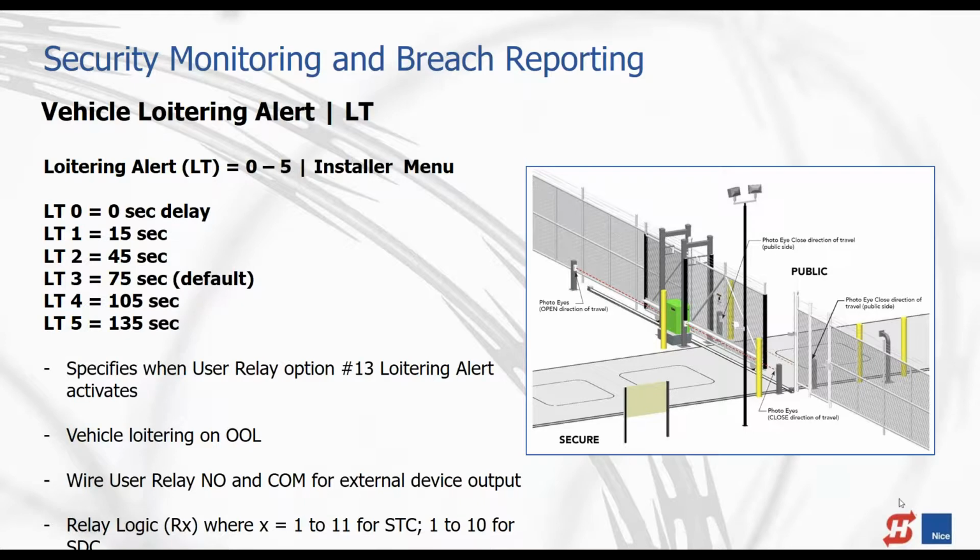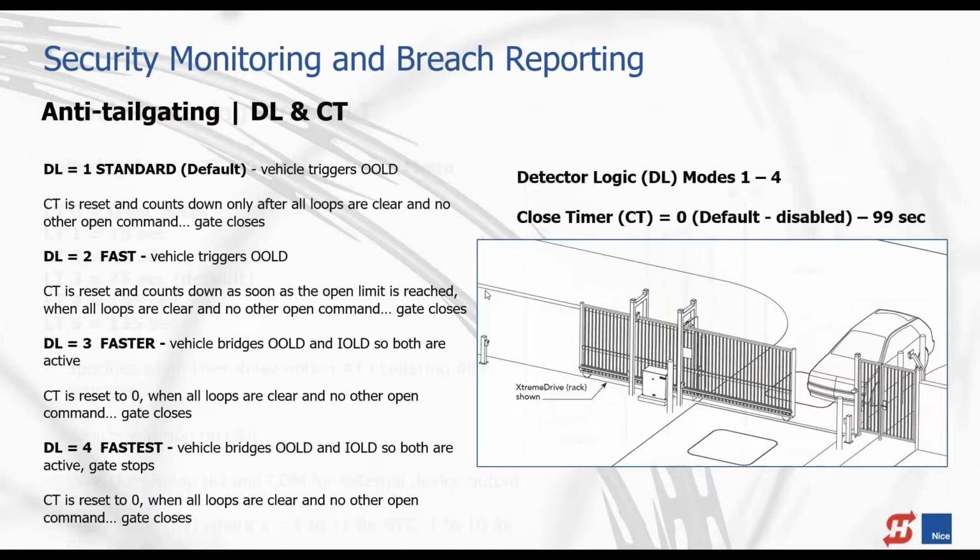Okay, great. All right, here's another one. Vehicle loitering alert, LT. Let's say it's 2 in the morning, and a vehicle pulls up outside, and it's sitting on that outside obstruction loop, kind of casing the joint, seeing what's going on there. Let's say you don't have a guard at this gate, so they're able to hang out there. Well, you might want to know about that, right? So we can send forward a loitering alert and we trip another relay option, option 13, and we can tell you that someone's hanging out at that gate. That's probably something you want to know about, right? So that's another monitoring and breach reporting method here.